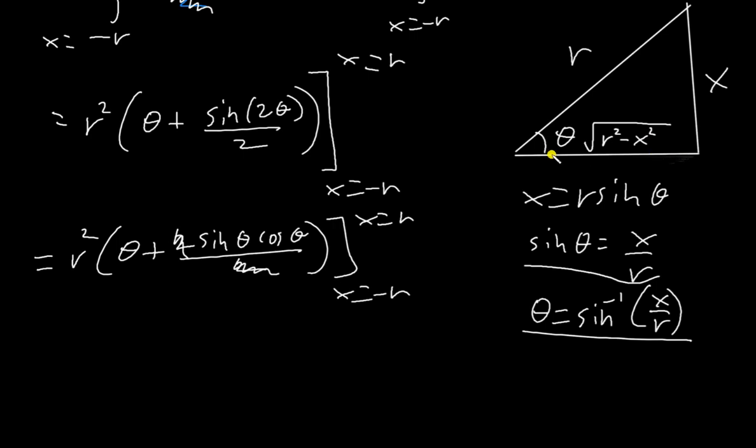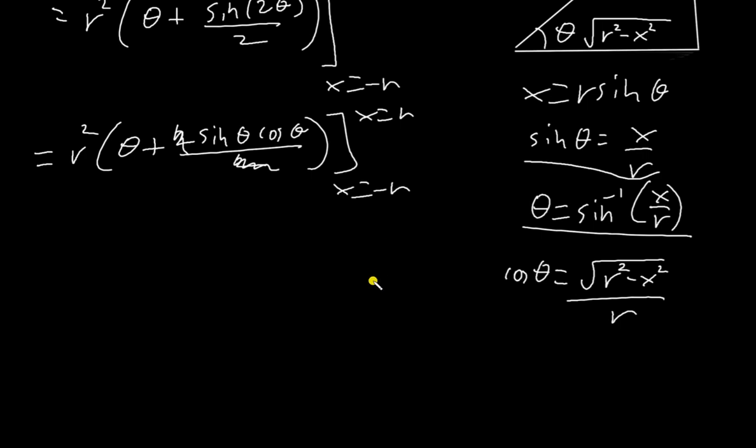So if I wanted to find what is cosine of theta? Well, that's going to be the adjacent over the hypotenuse. So cosine of theta is the adjacent, which is square root of r squared minus x squared, over the hypotenuse, which is r. Okay, so now I have my expressions in terms of x for theta, sine theta, and cosine theta. I can substitute that into my integral now, or sorry, into my expression. It's not an integral anymore, is it?